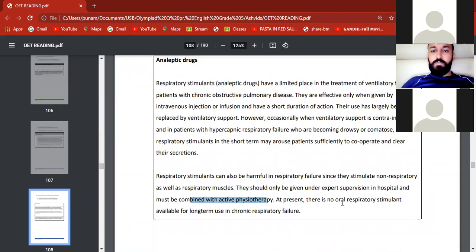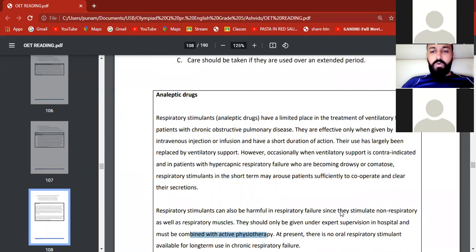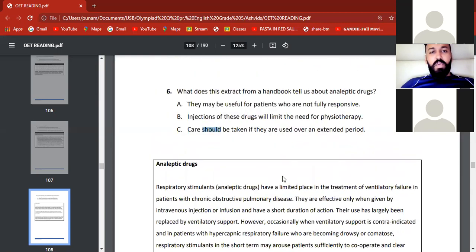At present, there is no oral respiratory stimulant available for long-term use in chronic respiratory failure. The option says care should be taken if used over an extended period. The passage is not talking about care; it is saying it is not available. So it cannot be the answer. The option is about care, but this is about there being no oral respiratory stimulant available, so the question of care doesn't come because it is not available anyway. So our answer is A.